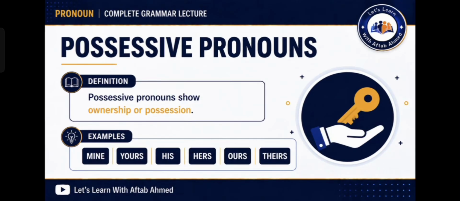Next, we have possessive pronouns. Possessive pronouns show ownership or possession. Examples include mine, yours, his, hers, ours, and theirs. These pronouns tell us who something belongs to. Instead of repeating a noun, possessive pronouns allow us to express ownership in a shorter and clearer way.